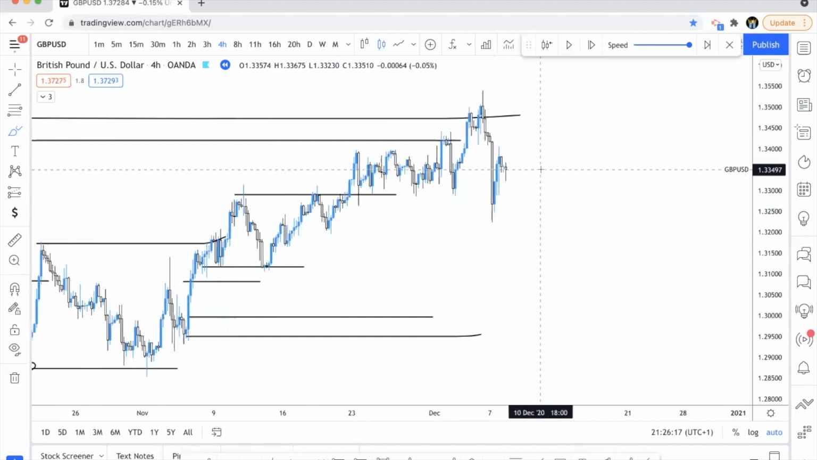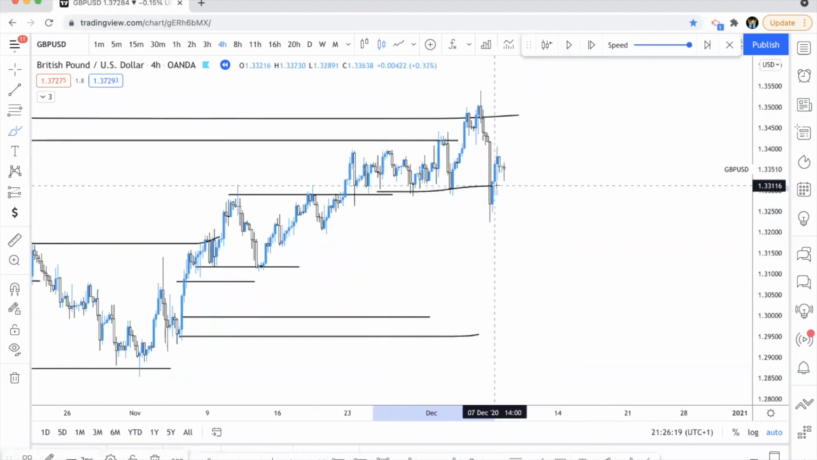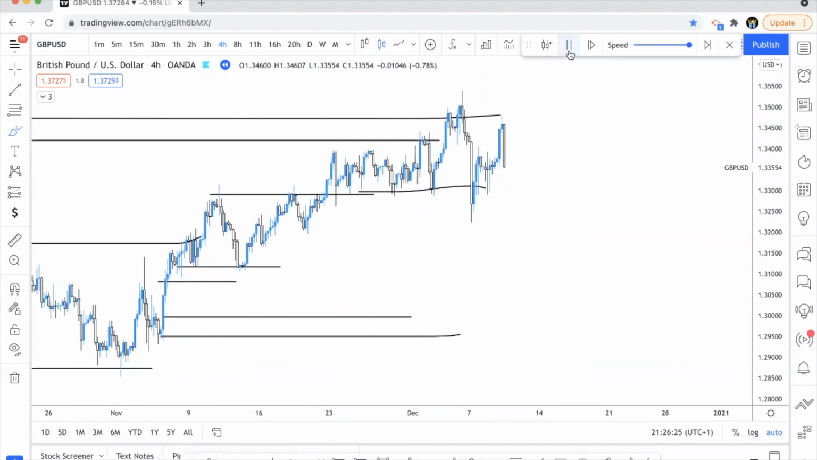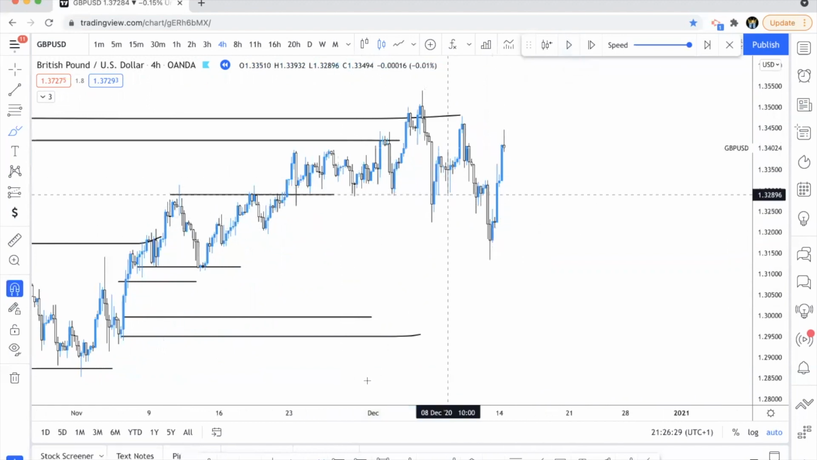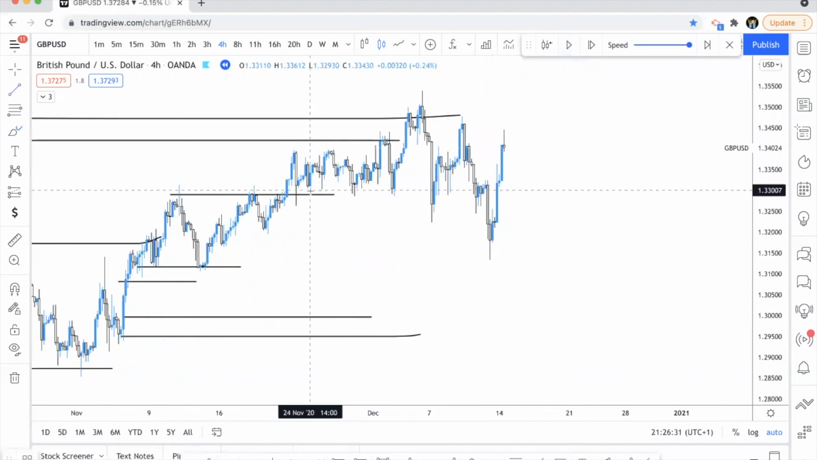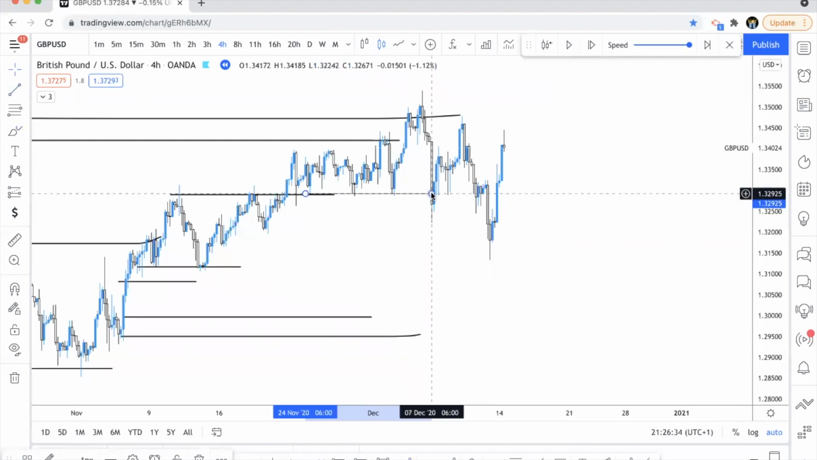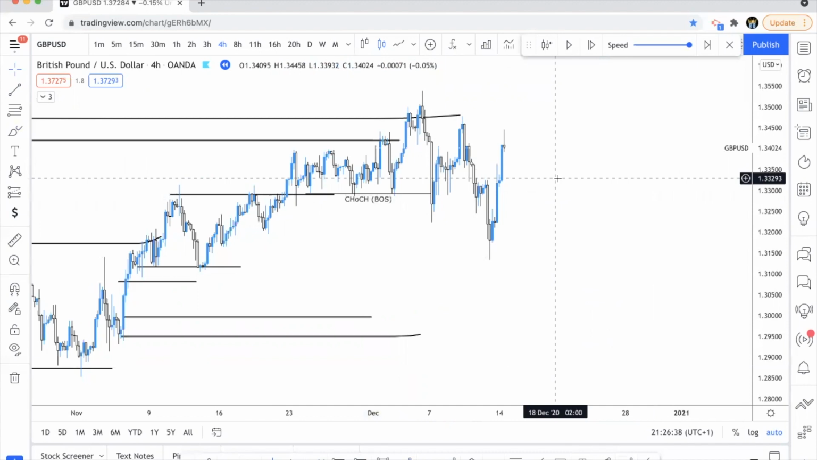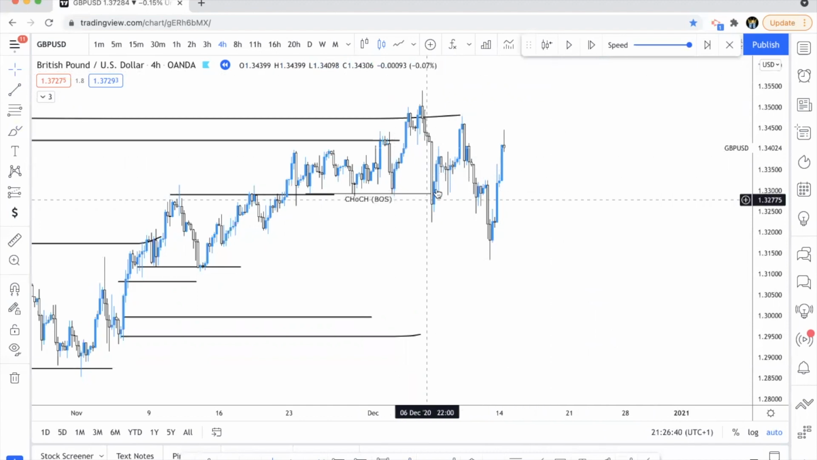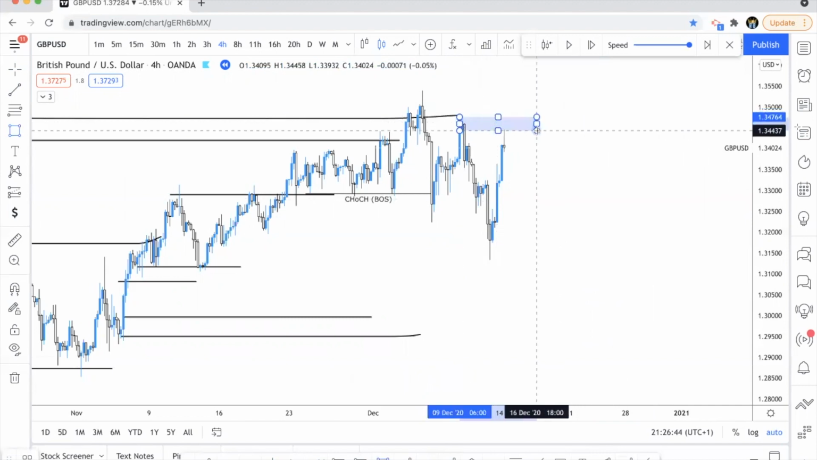Now notice what just happened. We have a substructure level breaking below minor structure. Now we're going to have to look for sells. There we go. What did I tell you? This right here would be considered the CHOCH because it's the first change of character. Change of character going downwards. Okay, substructure broke down. We're looking for another substructure sell-off right here.